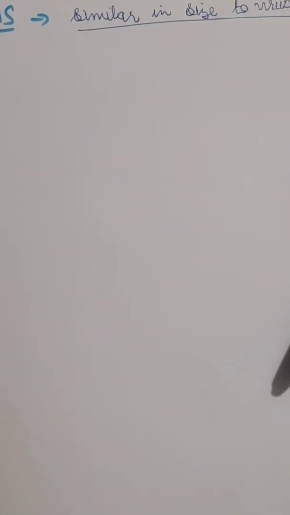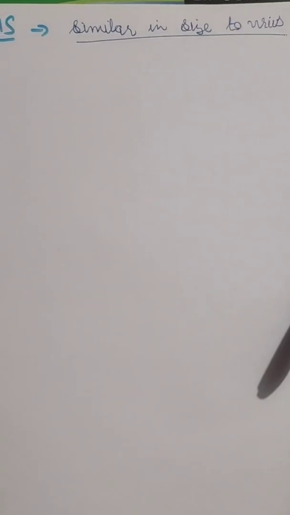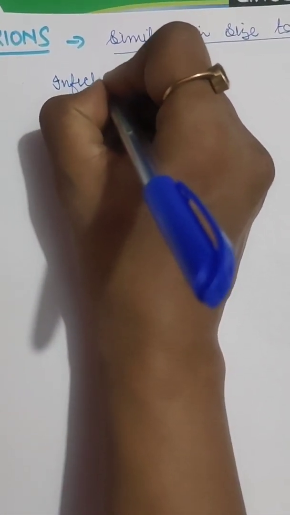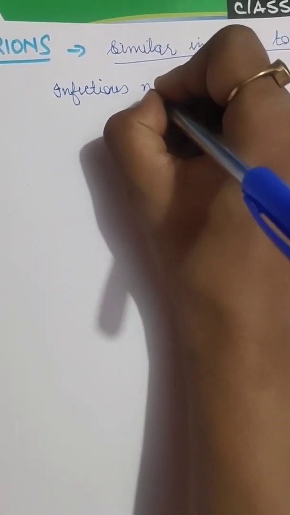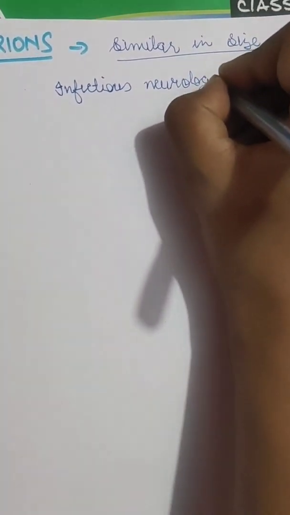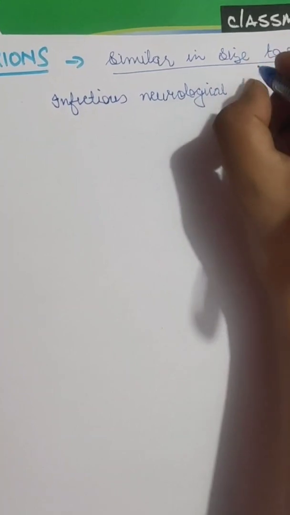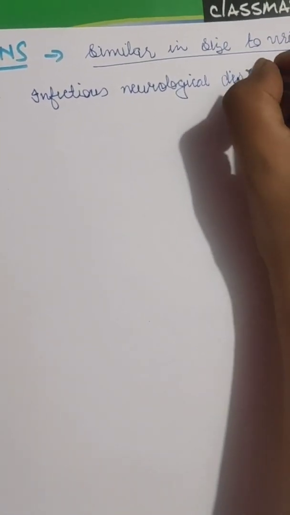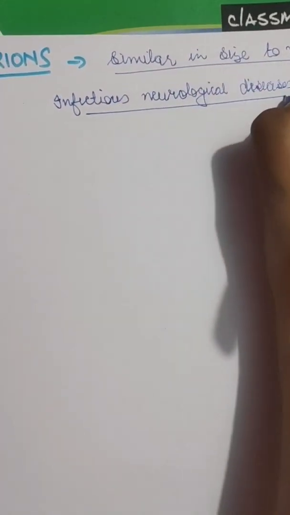They are very small, and they cause a disease which is an infectious neurological disease which hampers the brain. That means once it enters the brain's neurological system, it will start degrading things and cause infection. So it's an infectious neurological disease.